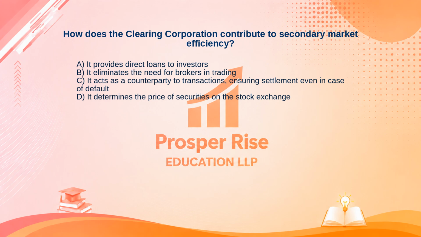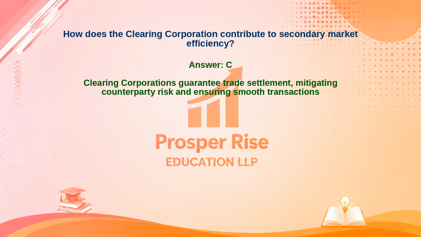Take a moment to pause the video and decide. The correct answer is option C. Let's see why. Clearing corporations guarantee trade settlement, mitigating counterparty risk and ensuring smooth transactions.